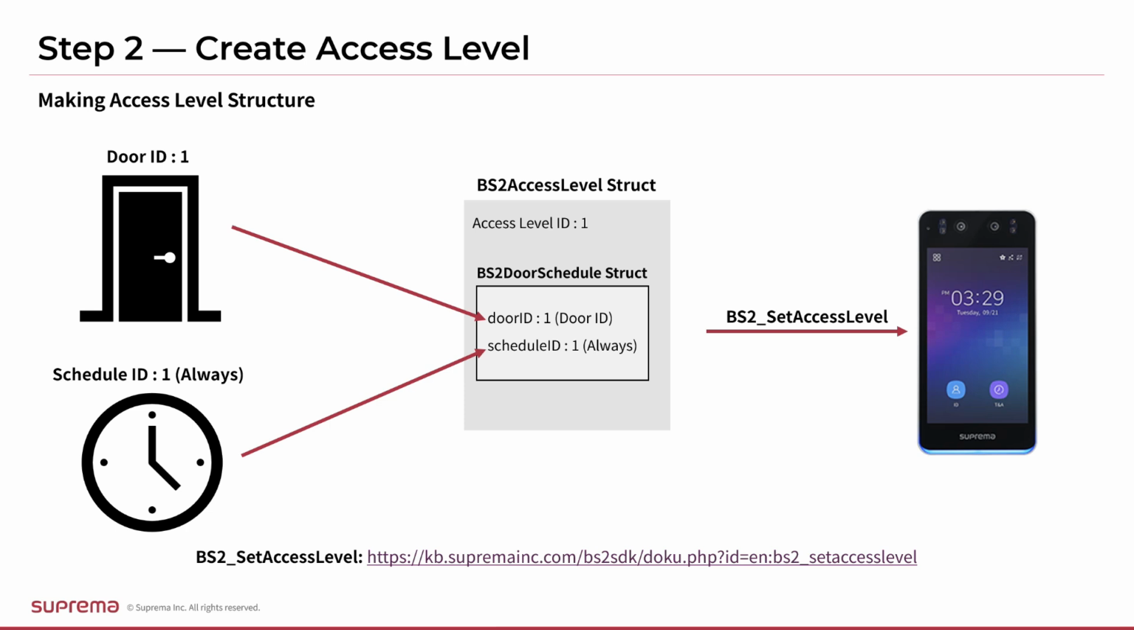In this example, access level ID 1 means door ID 1 can be accessed at any time because the schedule is set to always. Once the struct is ready, we call bs2 set access level to send the configuration to the device. For more details about this API, refer to the official documentation at the bottom of this page.